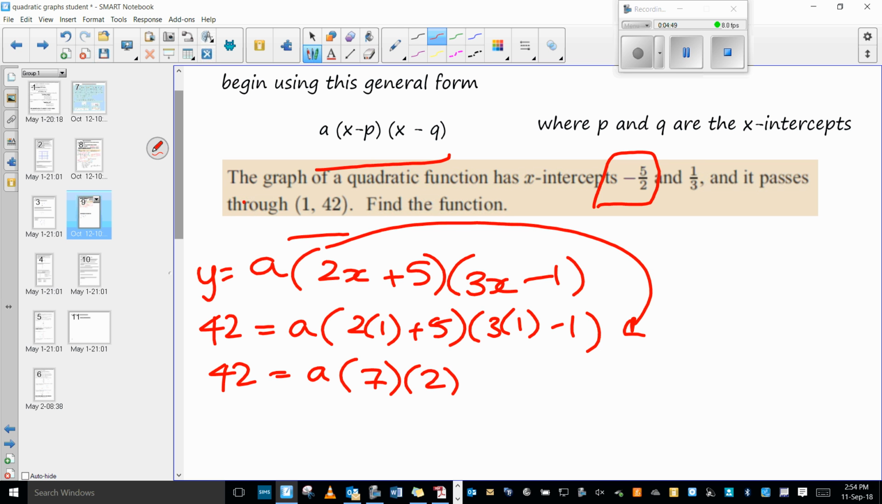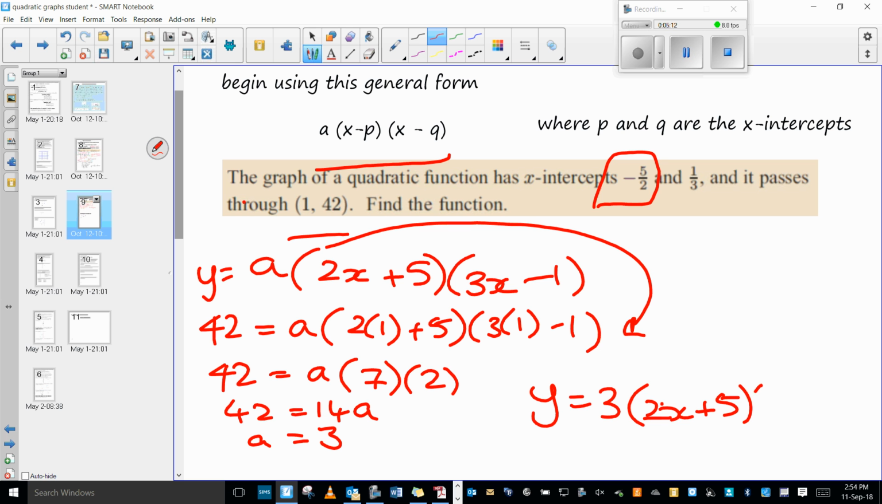So we've got 42 equals 14a. So a is 3. Okay, because how do we get 3? 42 divided by 14. Yeah. And so my final function is y equals 3 bracket 2x plus 5, bracket 3x minus 1.